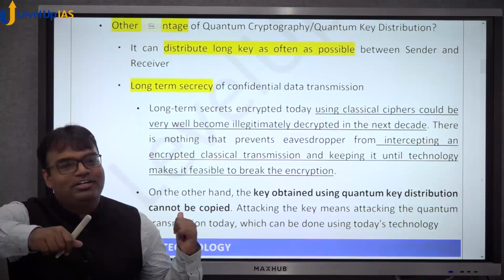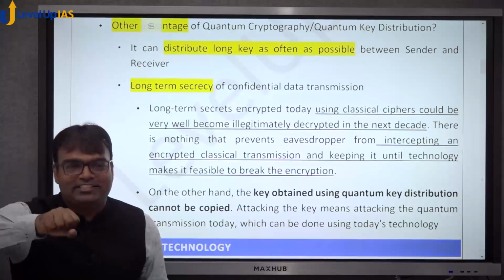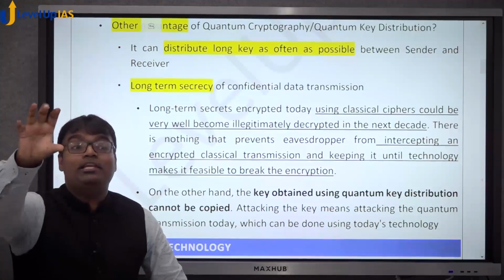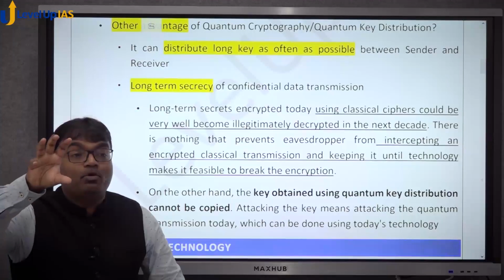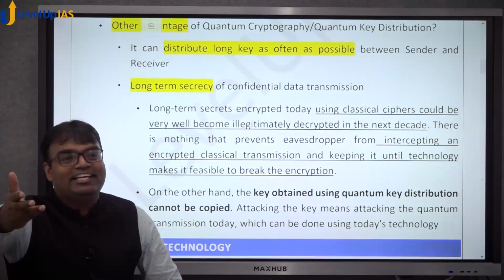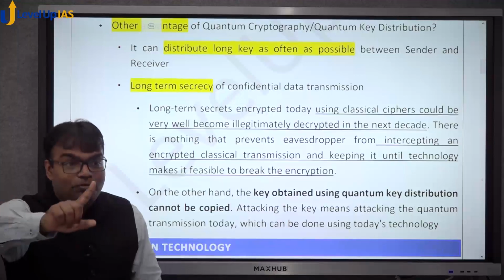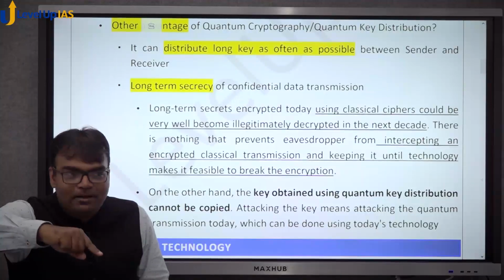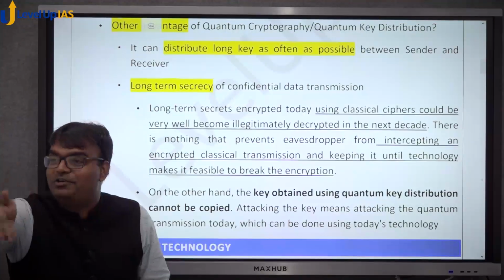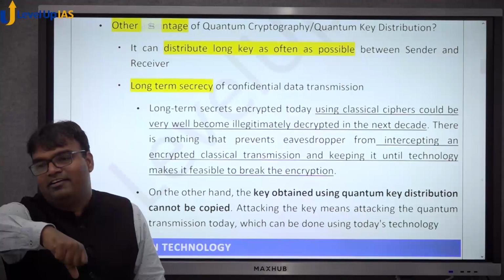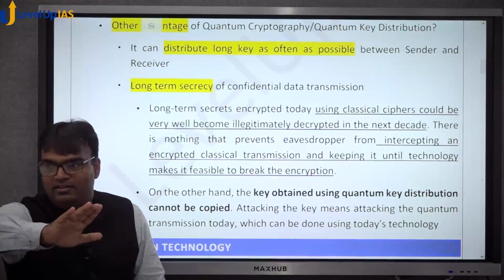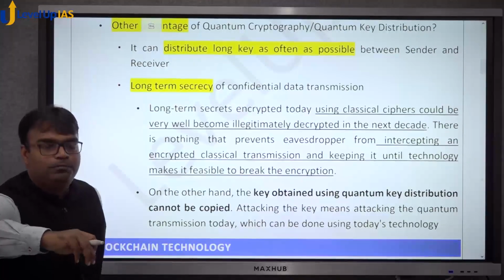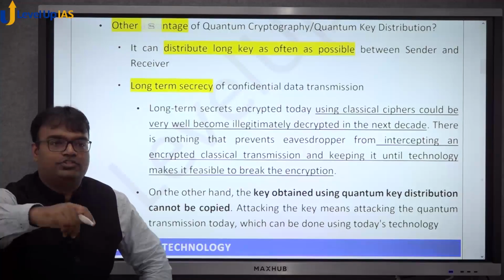But in quantum cryptography, if someone is reading my message, will he be able to decrypt this message 20 years down the line? No, because he hasn't been able to read my message. The moment he tried to read my message, the message has changed. So he doesn't have my message, whereas in public key cryptography, he had it, only that he was not able to decrypt it. But in quantum cryptography, he doesn't have the message at all. Got it? So these are the two key advantages of quantum cryptography over other kinds of cryptography.